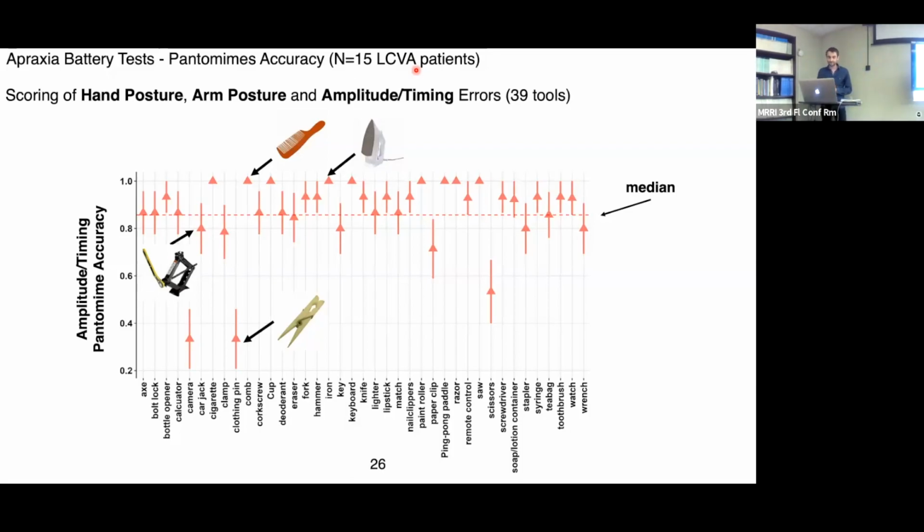And so here, what you can see, you have the amplitude timing pantomime accuracy and the median here. And you can see that for tools such as the carjack and clothespin, they are not very accurate to pantomime. Whereas for the comb and iron, so far on the 15 HCA patients that we had, they didn't make any pantomime errors, only for the amplitude timing part.